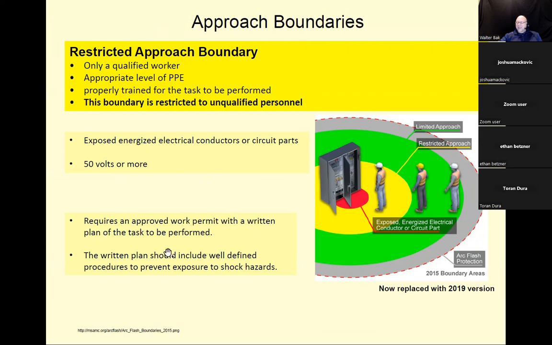All right, so then we can get official. You can't just walk in there because I'm qualified. There's going to be documentation, a reason for you to go in there, and it should be documented. It requires an approved work permit with a written plan of the task to be performed. There should be a reason why you are here. You can't just walk in there to take a look because you have nothing else to do. The written plan should include well-defined procedures to prevent exposures. So it's almost like a confined space procedure, right?